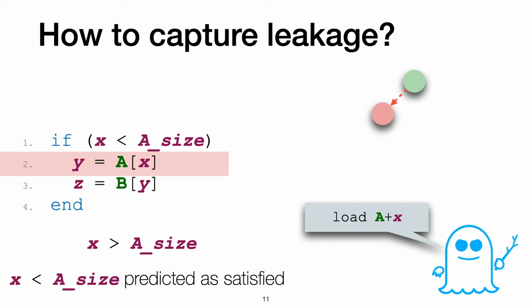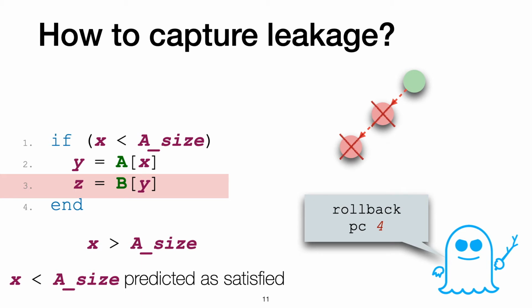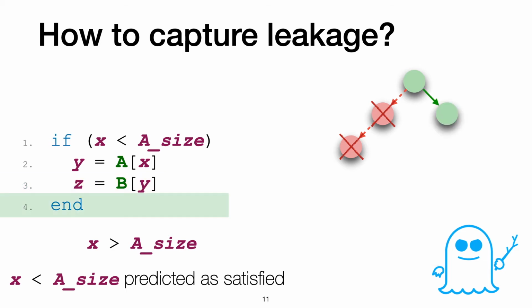Next, we execute the second memory access. Again, the attacker observes the address. And afterwards, we roll back the speculative transaction, discard all the changes to the program state, and jump to statement 4. Again, the attacker observes this, and finally, we terminate.